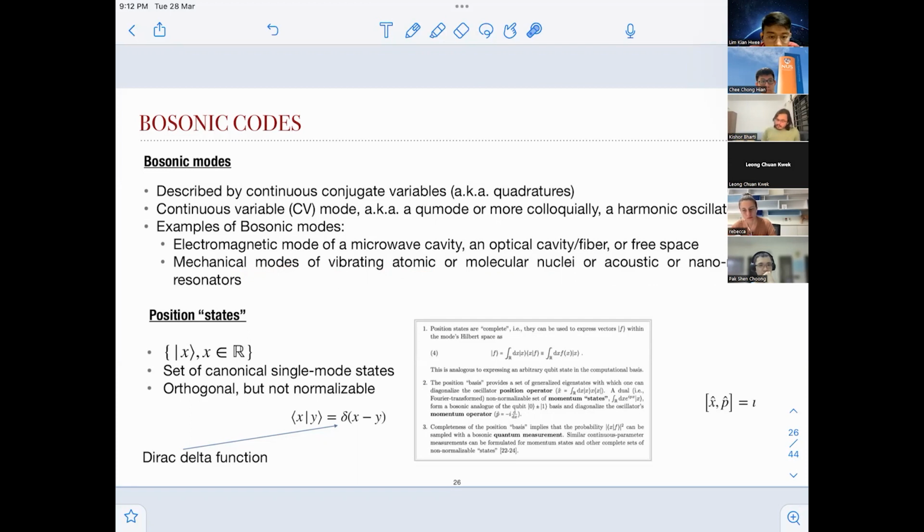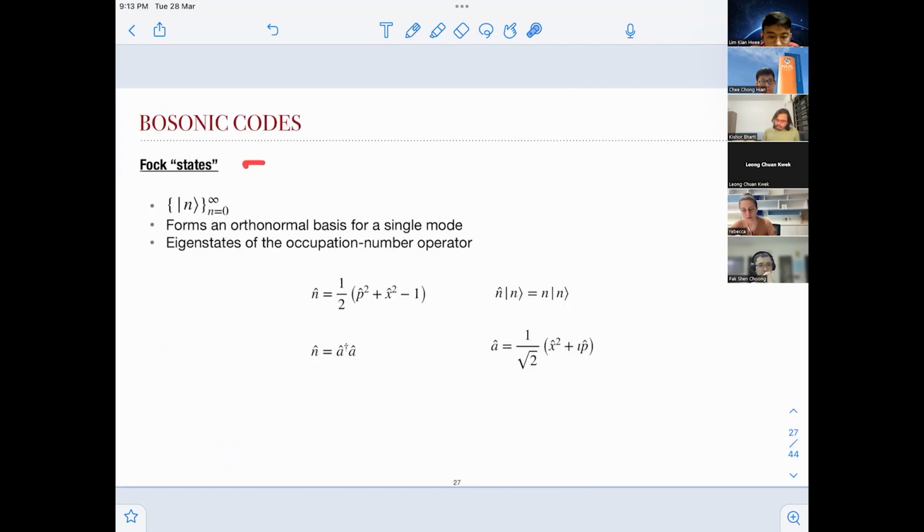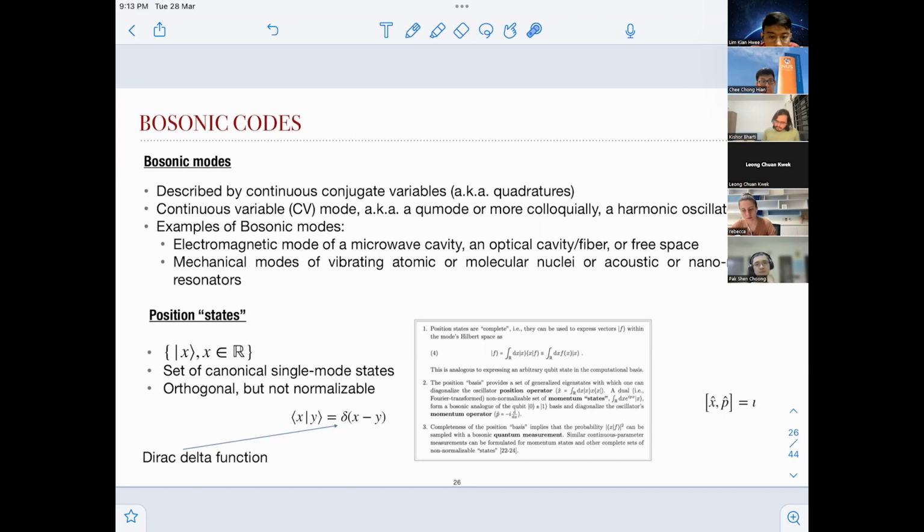So basically, when we talk about bosonic modes, you can describe them via position states or Fock states. Position states, you can think of them as a set of canonical states which are orthogonal but not really normalizable. A mathematician will not be very happy with this Dirac delta function. But they are complete.